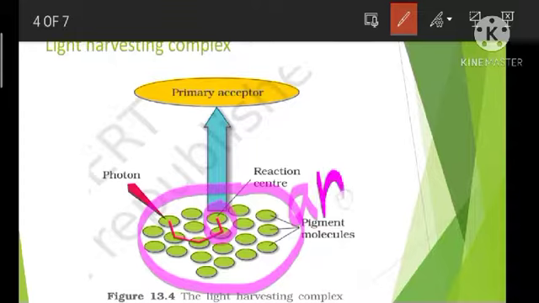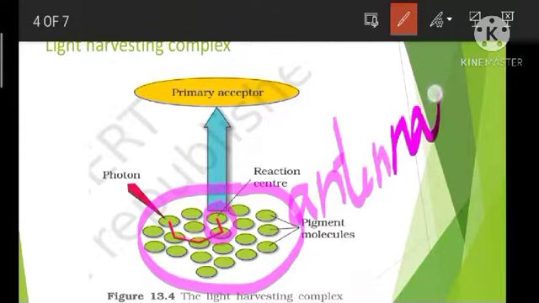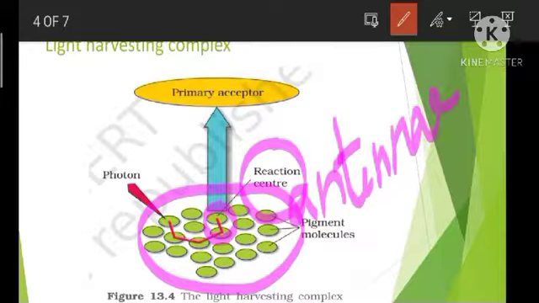So what is this called? It is called the antennae. All these pigment molecules are together called antennae. And that single pigment, the chlorophyll A molecule, is called the reaction center. The single chlorophyll A molecule forms the reaction center and all the other pigment molecules form the antennae.